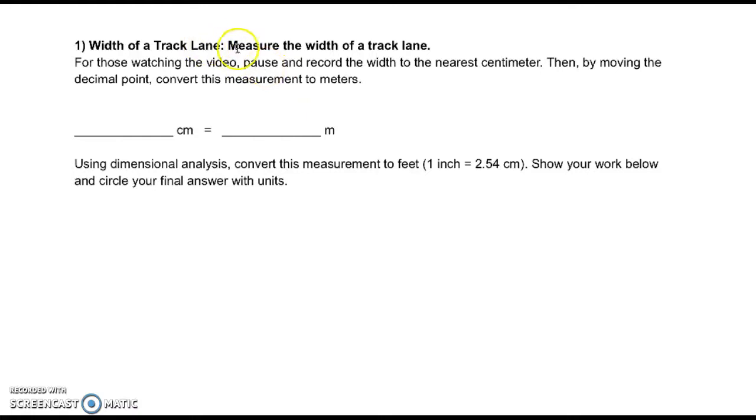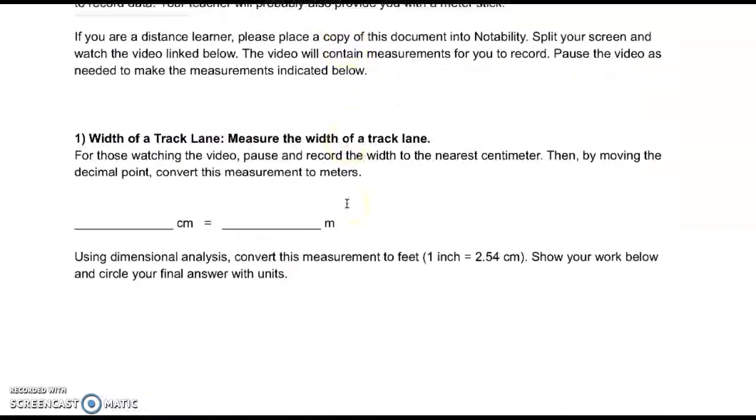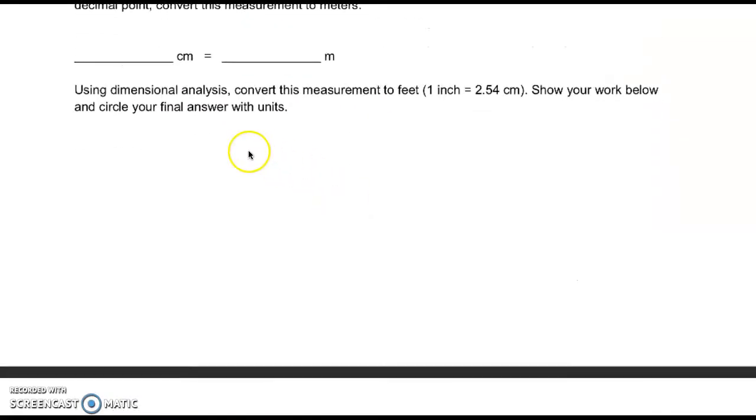So first thing we're going to do is measure the width of a track lane. We're going to measure it in centimeters, to the nearest centimeter, and then convert it to meters using your metric number line. Remember, meters are a base unit. And then using dimensional analysis, we're going to convert the measurement to inches.